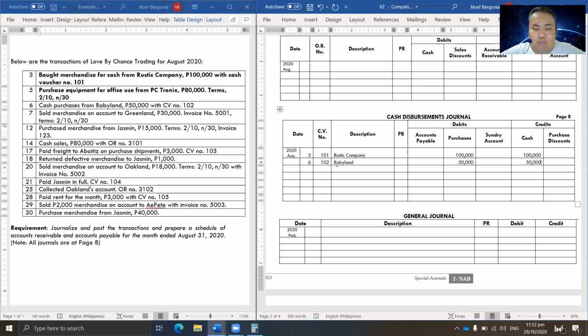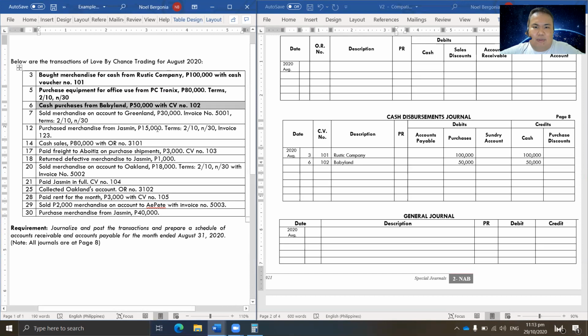Again, do we need to post this on our subsidiary ledger? Hindi po kasi nga it was cash. Wala naman po siyang related accounts payable and accounts receivable na account. Do we need to post it on our general ledger account? The answer will be no. Bakit? Since it will not yet be posted there because the total of the columns will be the one to be posted in the general ledger. So because of that, we will not have again to put any PR here. Okay, and we're done with the transaction on August 6.